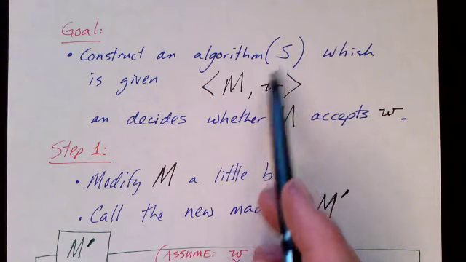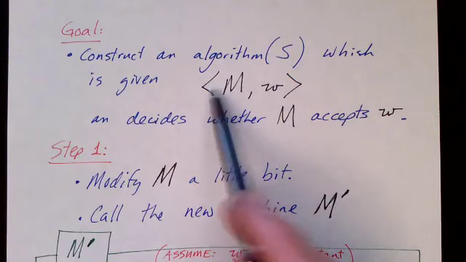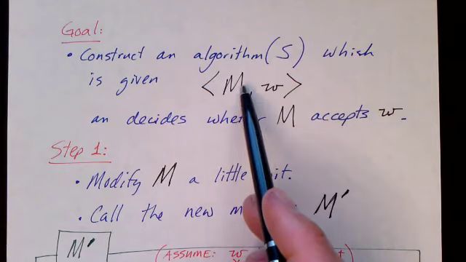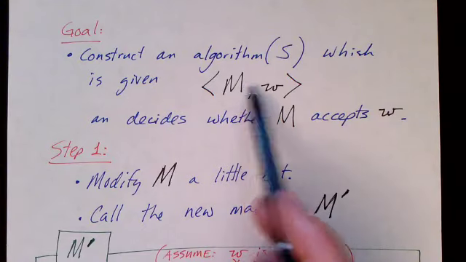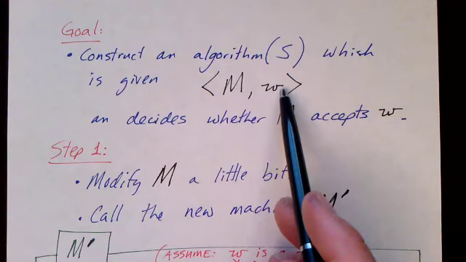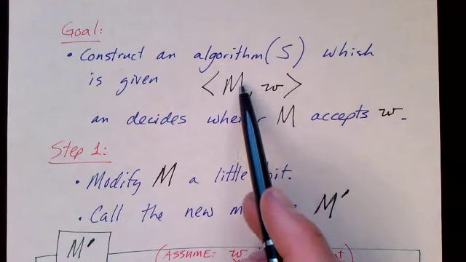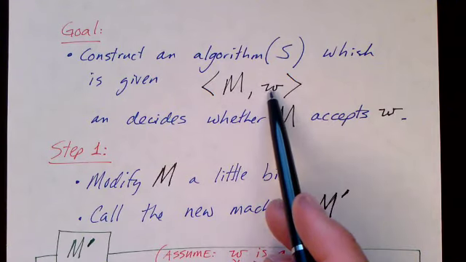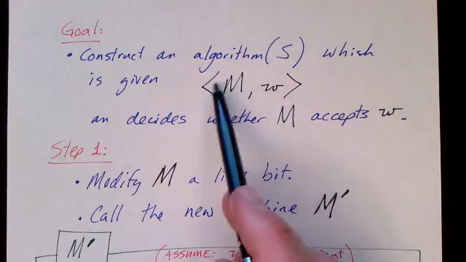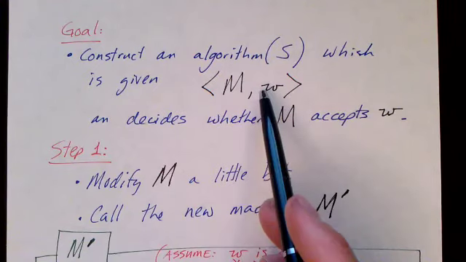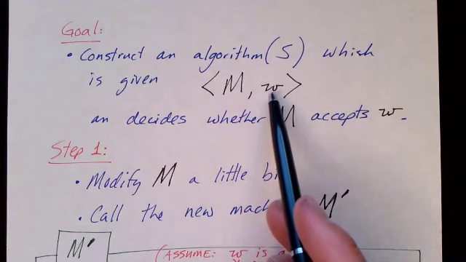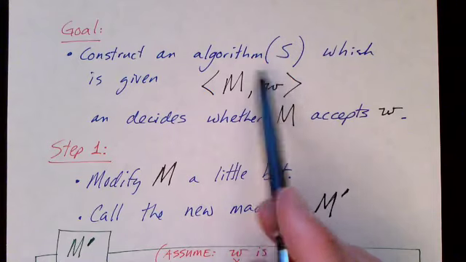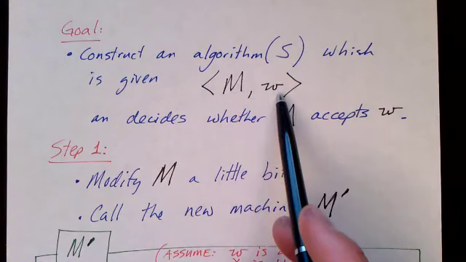This algorithm takes as input a string, and it decides whether the string is part of the language. The string is an encoding or a description of a Turing machine and an input to that Turing machine. And if that Turing machine, when run on that string W, would halt and accept, then this algorithm that we're trying to construct must also accept. Otherwise, it must reject. So our algorithm that we're building is given M and W as input.